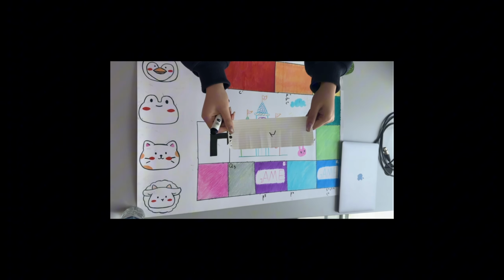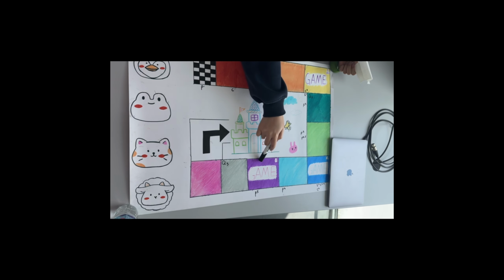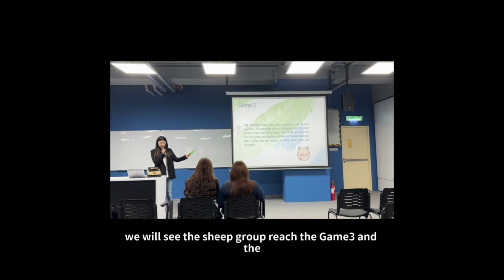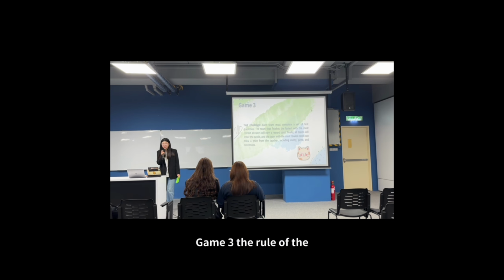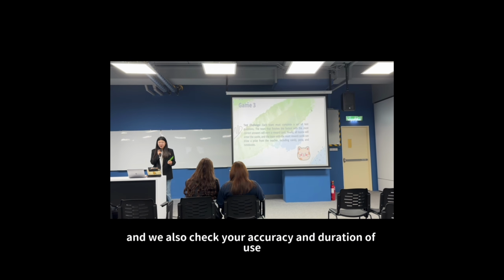Oh, the team cat chose the number 2, so they compete with the penguin team. Next we will see the cat group reach game 3, and the rule of game 3 is to do the test questions according to our cross contest from the last 2 days. And we also check your accuracy and the duration of use.